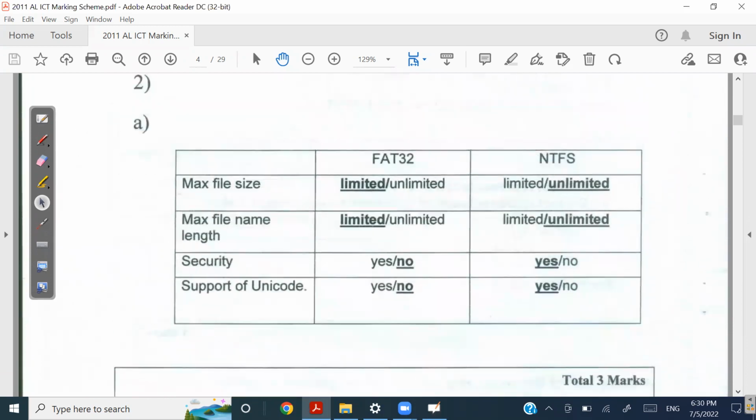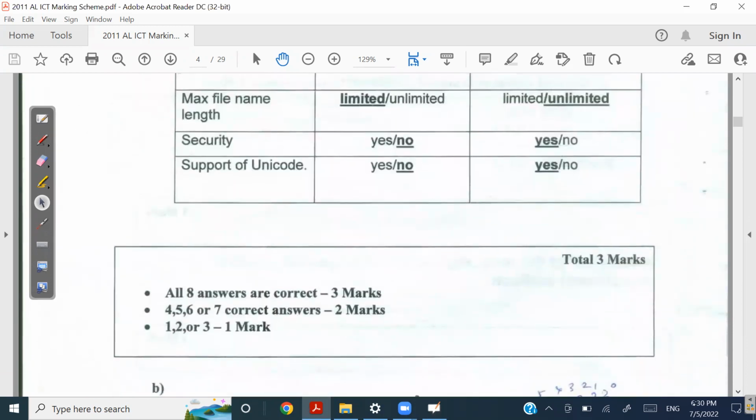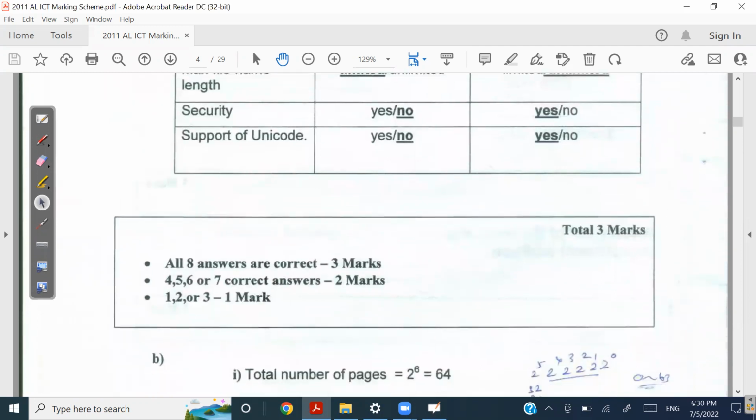So if you have done that correctly, you will be given 3 marks if all 8 are correct. Between 7 and 4, you will be given 2 marks. If you got less than 4, then only 1 mark will be given.